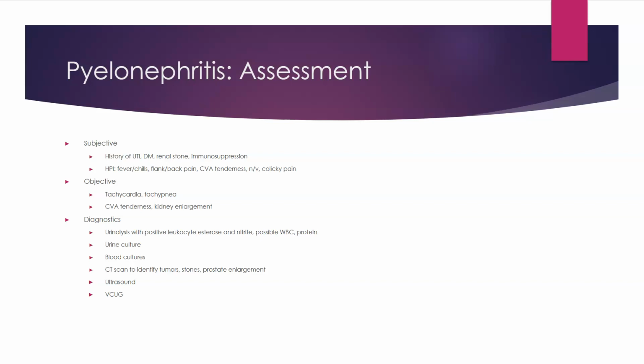Diabetes mellitus, of course, with that increased sugar and decreased perfusion, can cause complications. Renal stones and immunosuppression, all those can lead into pyelonephritis. So history of present illness, so fevers, chills, flank or back pain, CVA tenderness, nausea, vomiting, and colic pain are all part of this. Subjectively, we look at tachycardia, tachypnea, CVA tenderness, kidney enlargement.